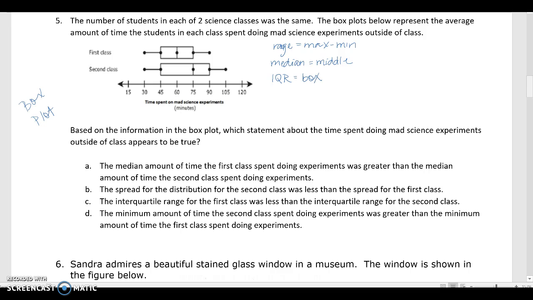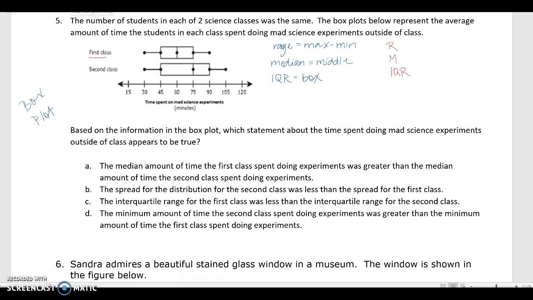Okay, so now let's read the problem. The number of students in each of 2 science classes was the same. The box plots represent the average amount of time students in each class spent doing mad science experiments outside of class. Based on the information in the box plot, which statement about the time spent doing mad science experiments is true? So if we analyze the first class, we should be doing the range, the median, and the IQR.